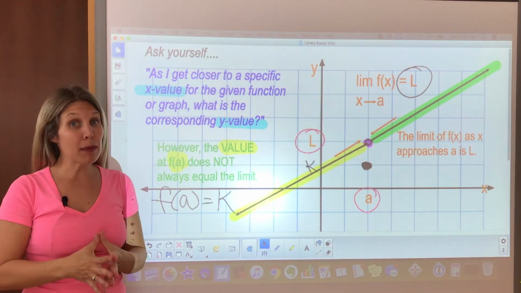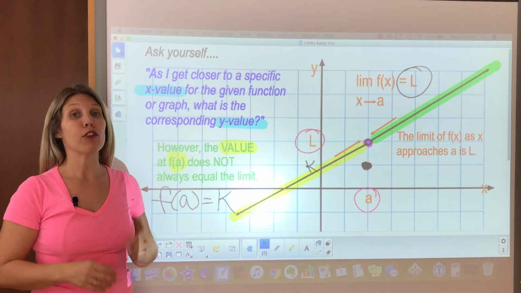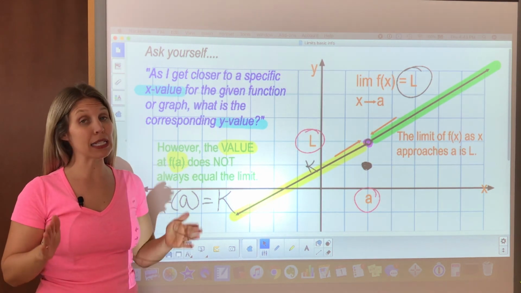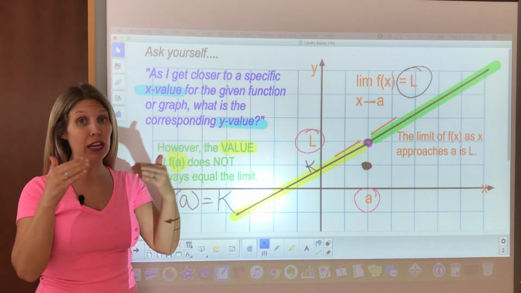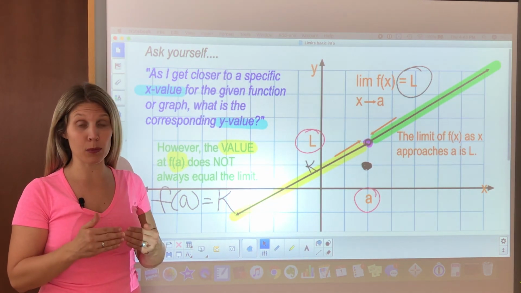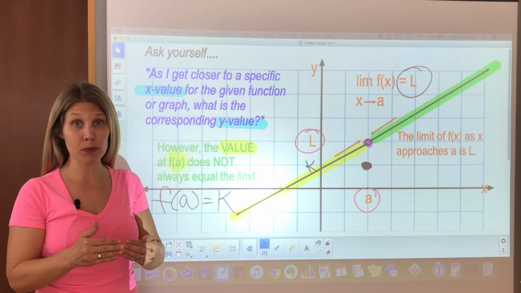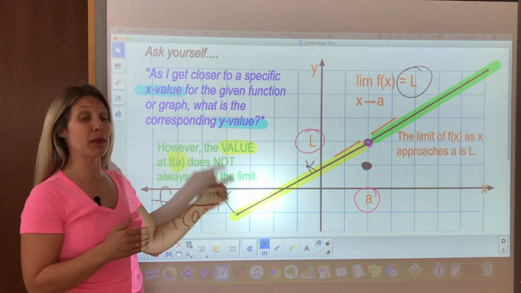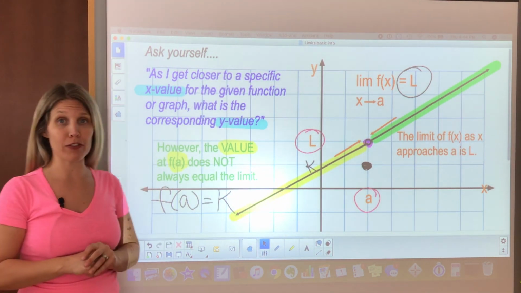So for a limit, you have to check from the left and the right side. You have to find out if they're headed to the same value when x is approaching whatever number they give you, but the limit and the value do not have to be the same.